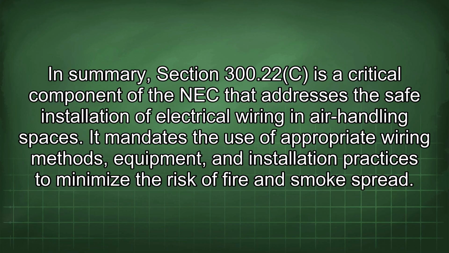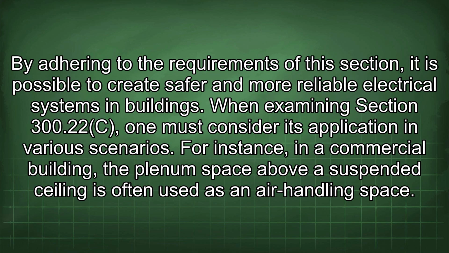In summary, Section 300.22(C) is a critical component of the NEC that addresses the safe installation of electrical wiring in air handling spaces. It mandates the use of appropriate wiring methods, equipment, and installation practices to minimize the risk of fire and smoke spread. By adhering to the requirements of this section, it is possible to create safer and more reliable electrical systems in buildings.